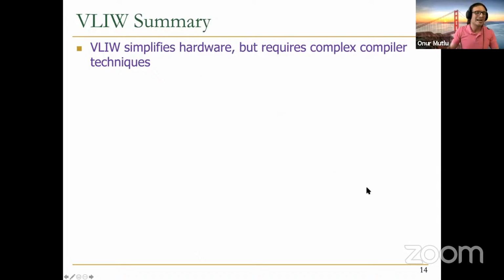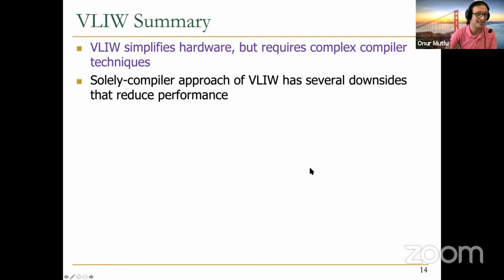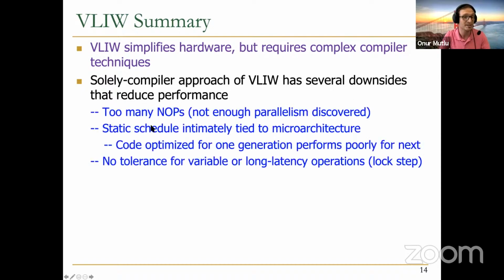Okay, so let me summarize VLIW. We're almost done. I'm just going to give you some papers to potentially read. But basically, VLIW is actually a quite cool and powerful concept that has impacted microarchitectures, especially the compilers that we built today. It simplifies hardware, but requires complex compiler techniques. So the solely compiler approach of VLIW has several downsides that reduce performance. You get too many no-ops. Not enough parallelism is discovered, even after employing many, many interesting compiler techniques that we will briefly talk about.